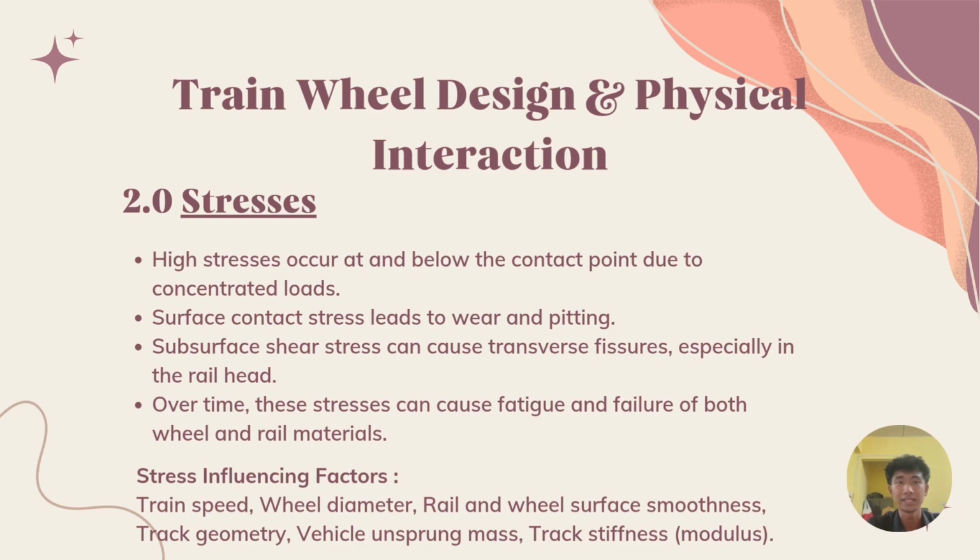Number 2, stresses. High stresses occur at and below the contact point due to concentrated loads. Surface contact stress leads to wear and pitting. Subsurface shear stress can cause transverse fissures, especially in the rail head. Over time, these stresses can cause fatigue and failure of both wheel and rail materials.